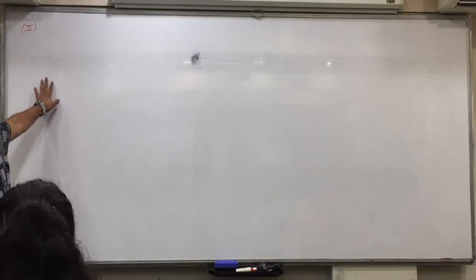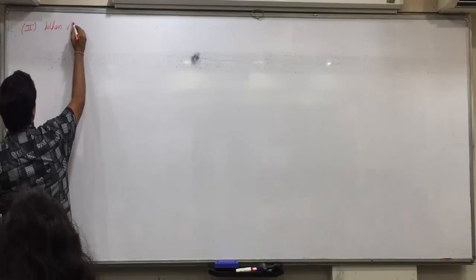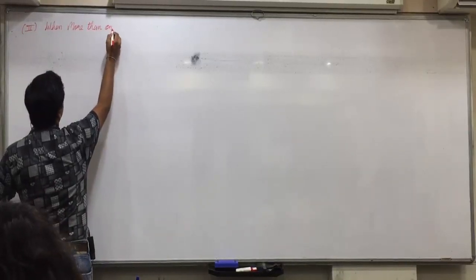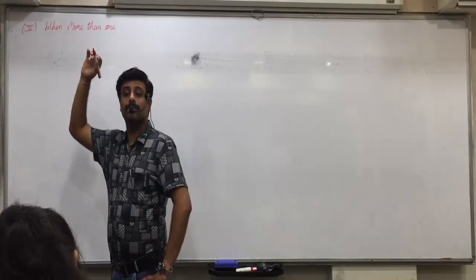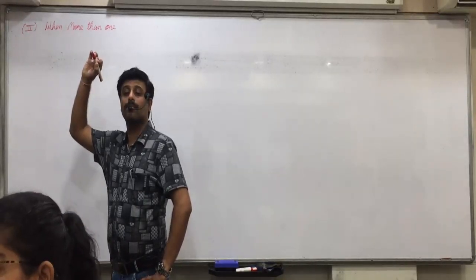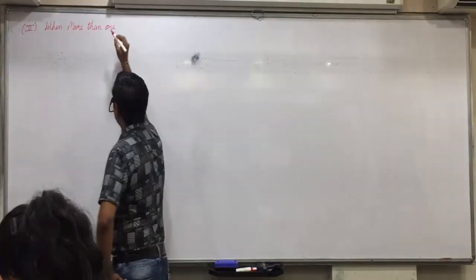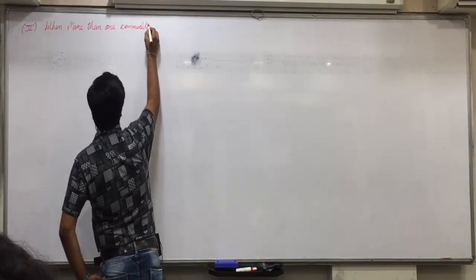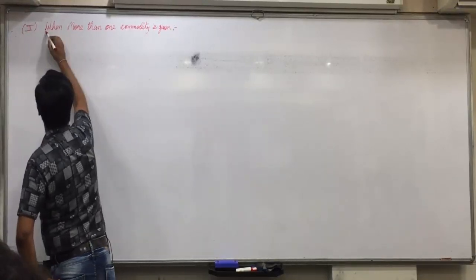Second concept in the formula, write down: when more than one commodity is given. Formula page, you write this, okay?